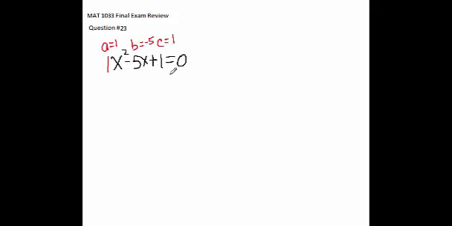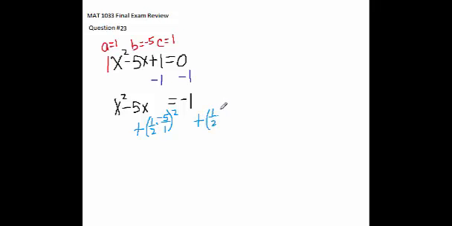Then we're going to move the constant, so we want to subtract 1 from both sides in order to isolate the x squared and the x term, and we'll end up with x squared minus 5x equals negative 1. And to complete the square, we would add 1/2 times b over a. b is negative 5, a is 1. So 1/2 of negative 5 over 1 squared. We're going to add that value to both sides of the equation.